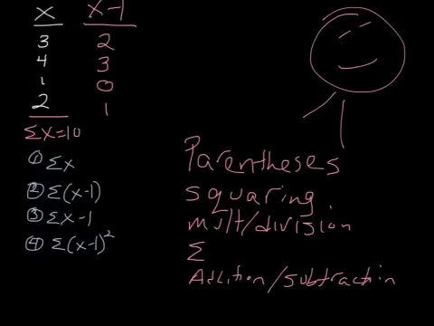And then we go next. Do we have any squaring? No, we don't. Do we have any multiplication or division? No, we don't. Do we have any summation? Yes, we do. We're asked to find the sum of each score minus 1. So we can go back to the numbers that we just calculated and find the sum of them. And the sum is 6.